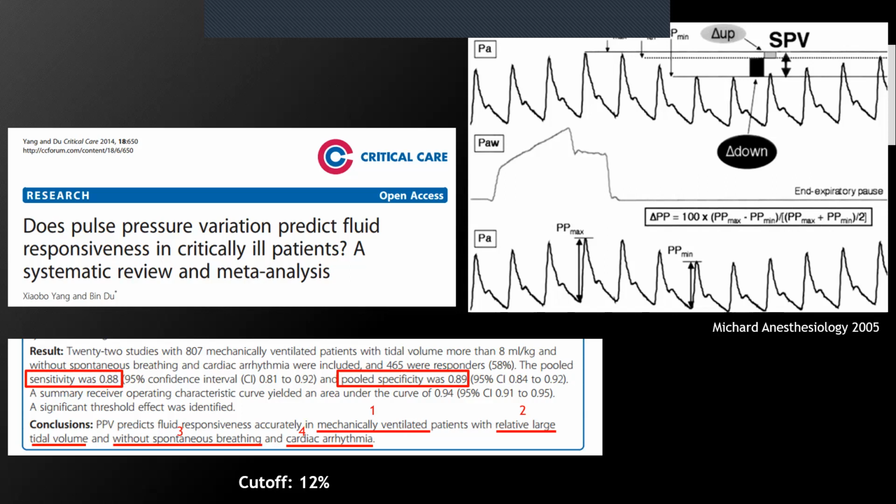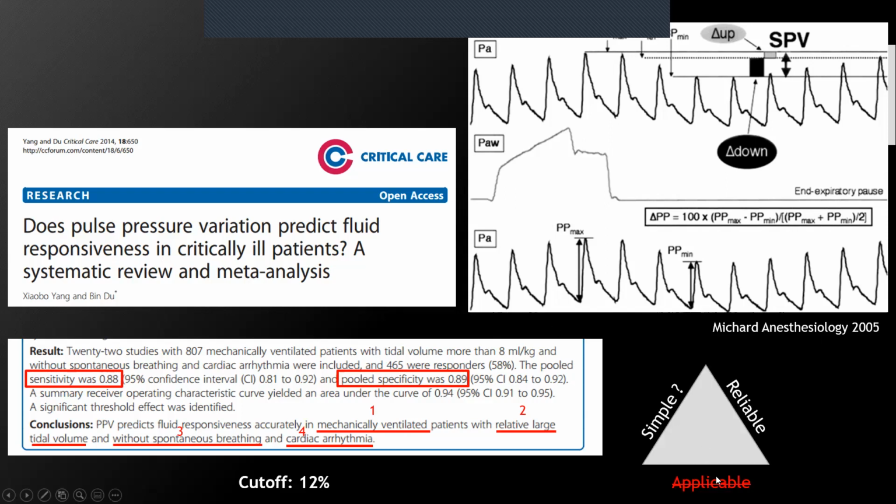But if you don't, then all the rage and all the good rep that pulse pressure variation has sort of goes out the window. So I would say that pulse pressure variation is arguably not so applicable because there are a lot of caveats. It's quite reliable, and I'm not sure how simple it is.